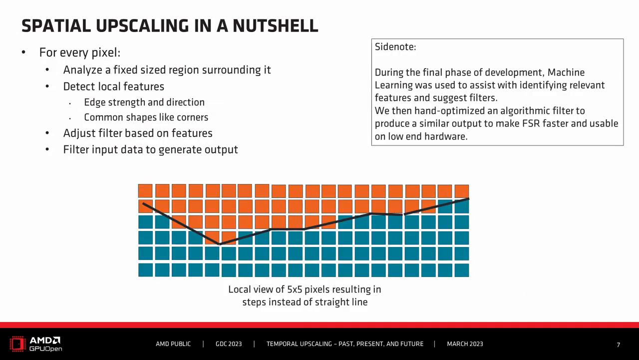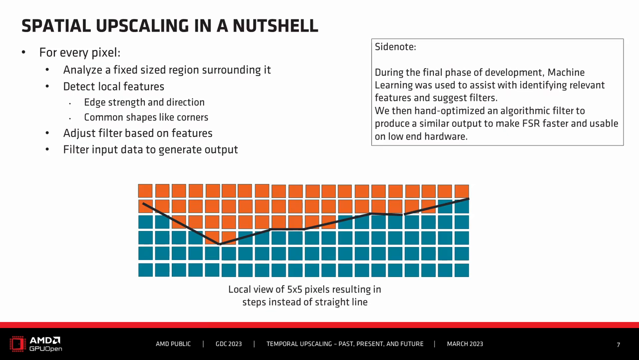So what we do to reach that goal is, for every pixel, we analyze the region around that pixel and try to detect if we can find any features that we're looking for, like edges, where we detect edge strength and edge direction, or common shapes like corners. And then based on those features, we want to select a filter and apply that to the region around our pixel to generate the new output color for every upscaled pixel.